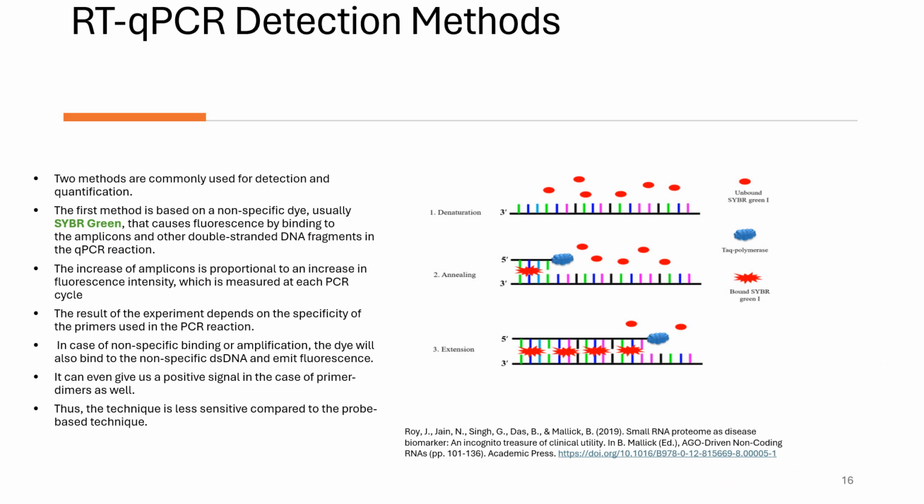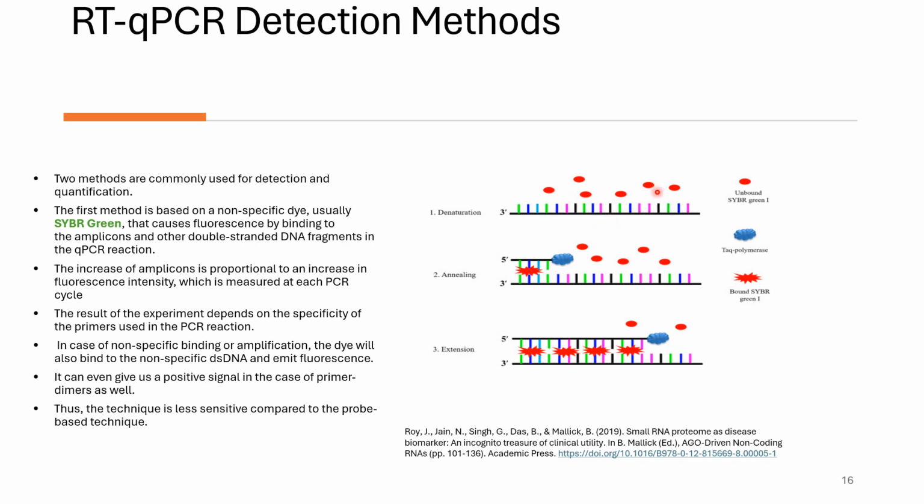Detection methods in qPCR. Two methods are commonly used for detection and quantification in qPCR. One is the SYBR Green method, the other is the TaqMan probe-based method. The SYBR Green method is based on a non-specific dye, usually SYBR Green, that causes fluorescence by binding to amplicons and other double-stranded DNA fragments in the qPCR reaction.